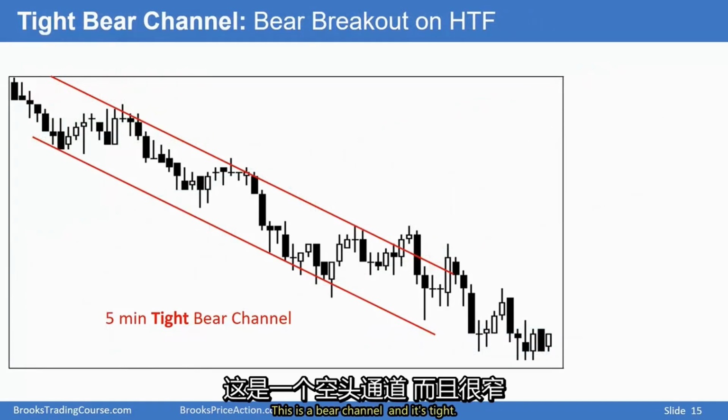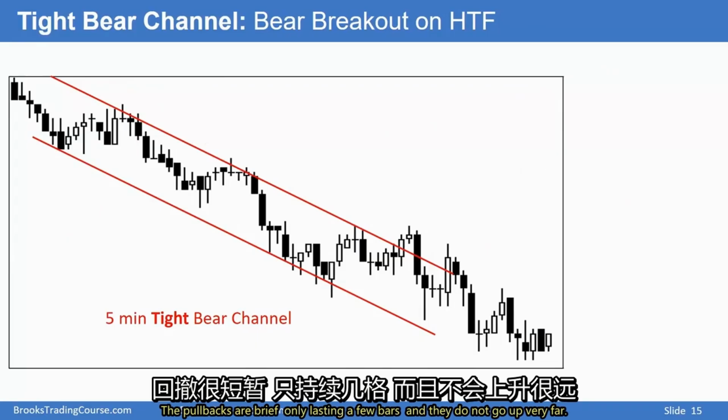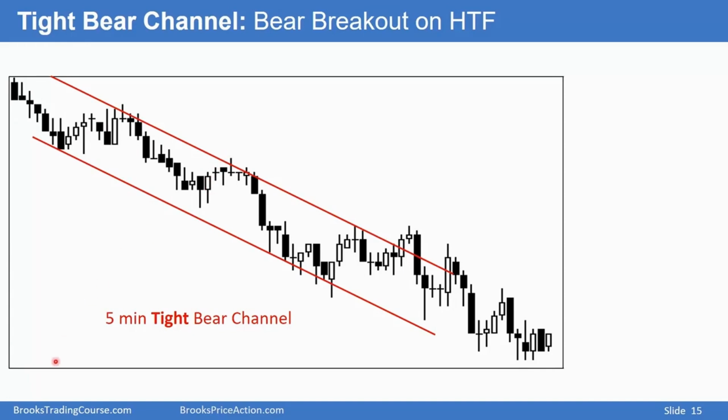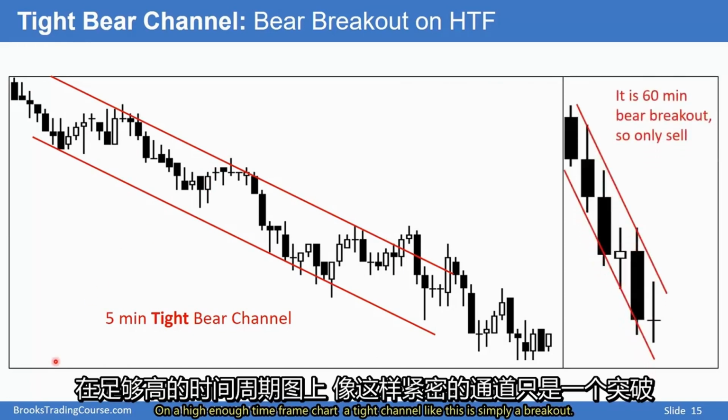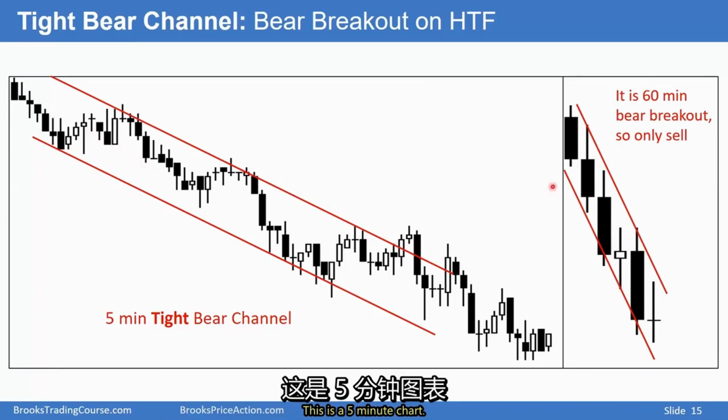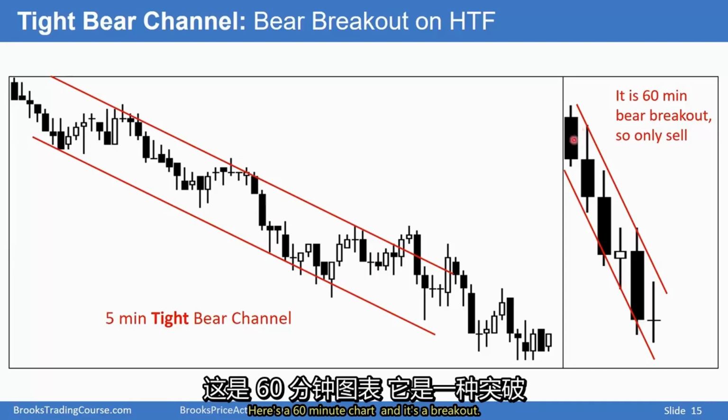This is a bear channel and it's tight. The pullbacks are brief, only lasting a few bars, and they do not go up very far. On a high enough time frame chart, a tight channel like this is simply a breakout. This is a 5-minute chart, here's a 60-minute chart, and it's a breakout.